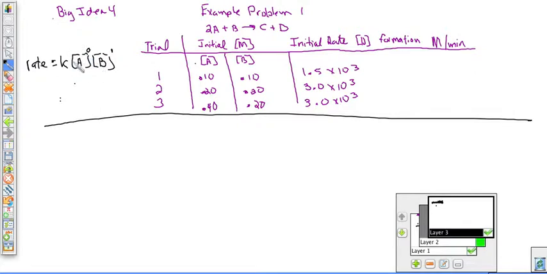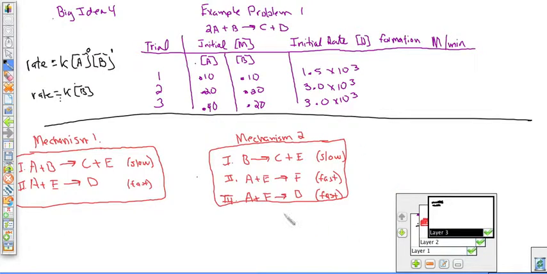Now, if you ever have a 0 order reactant, you do not have to write it in the rate law. So the rate in this case is going to be K times the concentration of B to the first order, because A doesn't affect it.